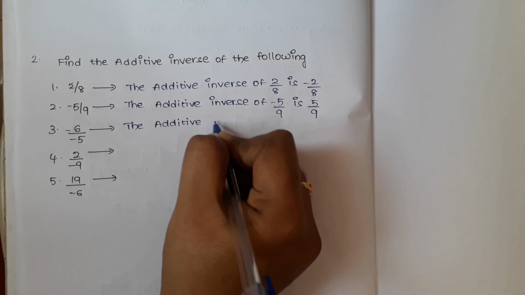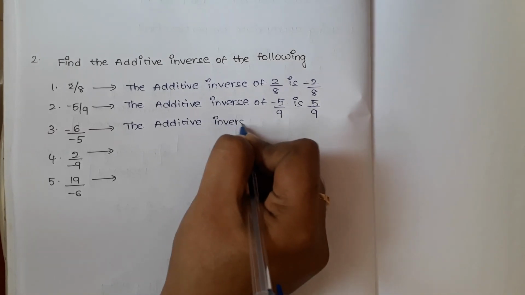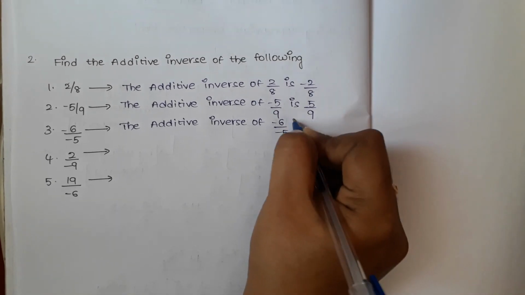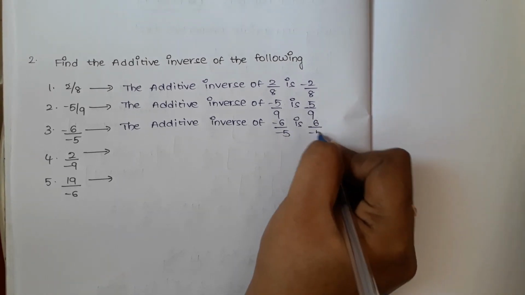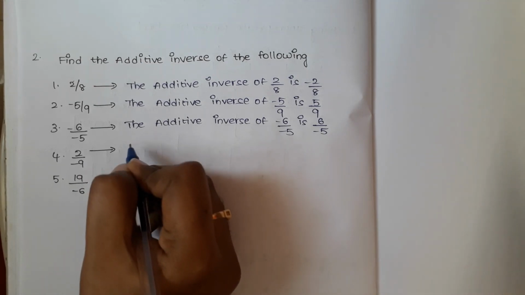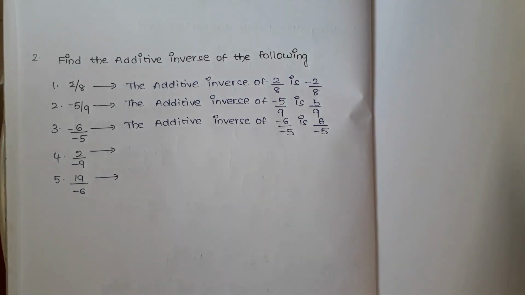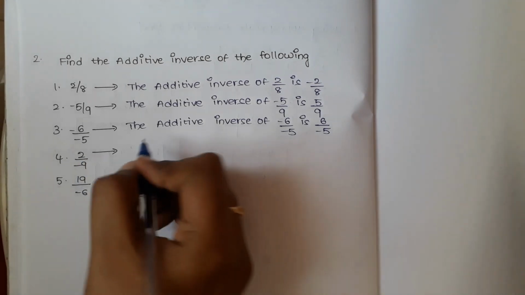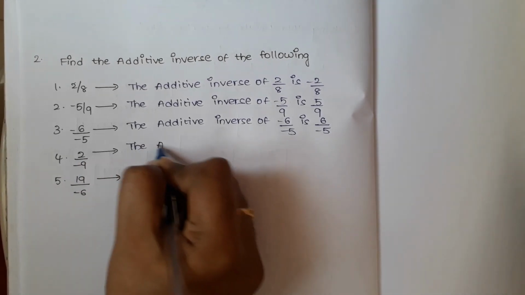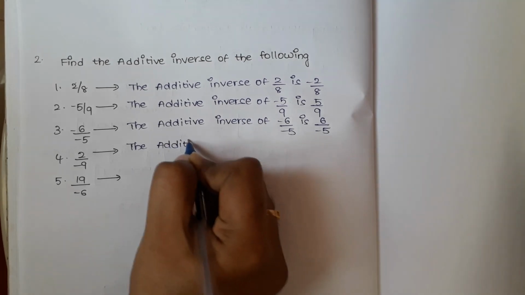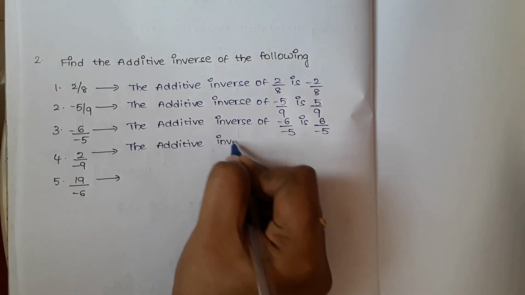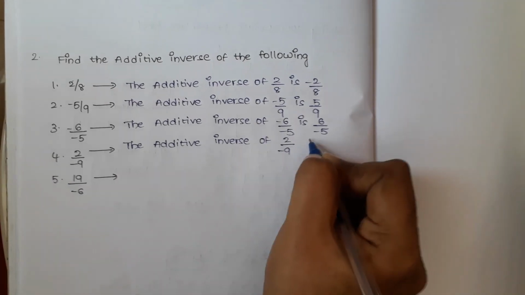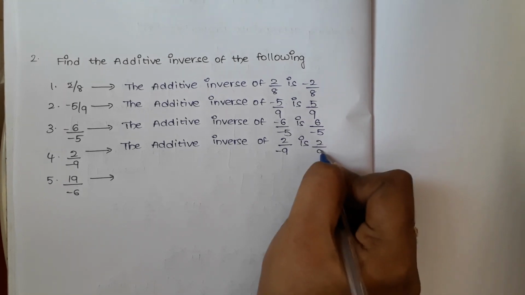The additive inverse of minus 6 by minus 5 is 6 by minus 5. Now next one, that is 2 by minus 9. The additive inverse of 2 by minus 9 is 2 by 9.